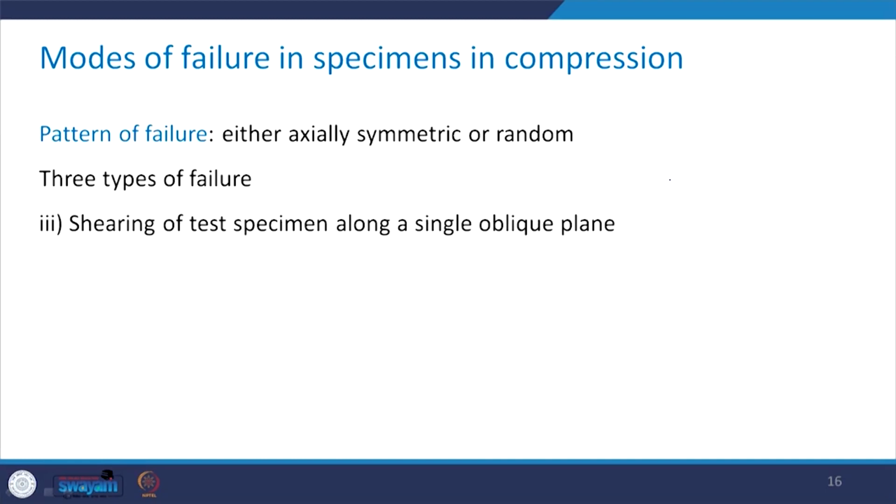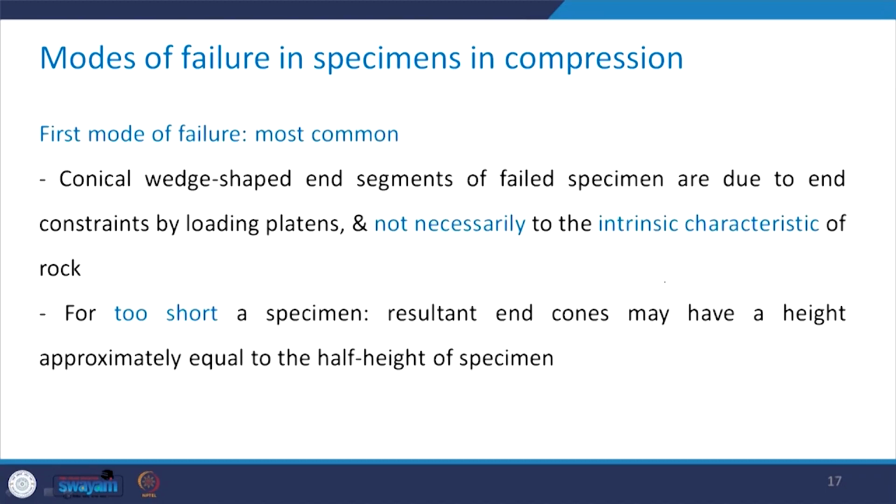The third type of failure is the shearing of the test specimen along a single oblique plane, that is, let us say it is like this, and you have the applied load. So, it is like this. Along this it has been sheared. Now, the first mode of failure is the most common.